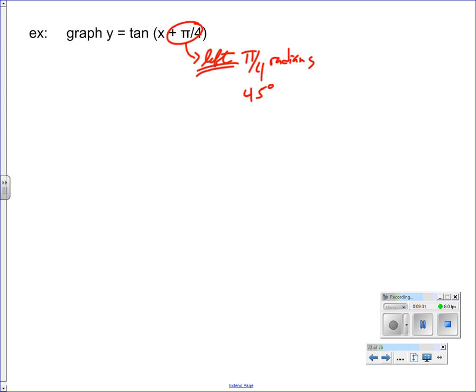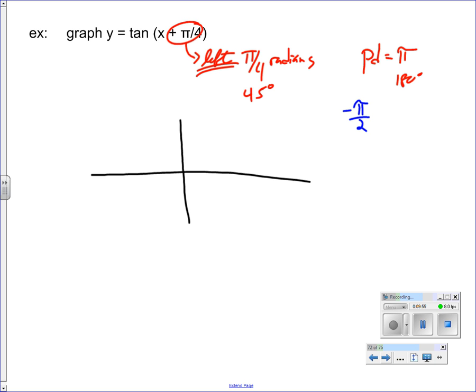So again, we'll draw our graph. So we haven't changed our frequency, so our period is still going to be pi radians, or 180 degrees. Right, on our parent function, we'd be starting at negative pi over 2 on the left for our first asymptote. We're shifting everything to the left pi over 4, so I have to subtract pi over 4 from that pi over 2. Right, so our new starting point, first asymptote, is going to be negative 3 pi over 4.